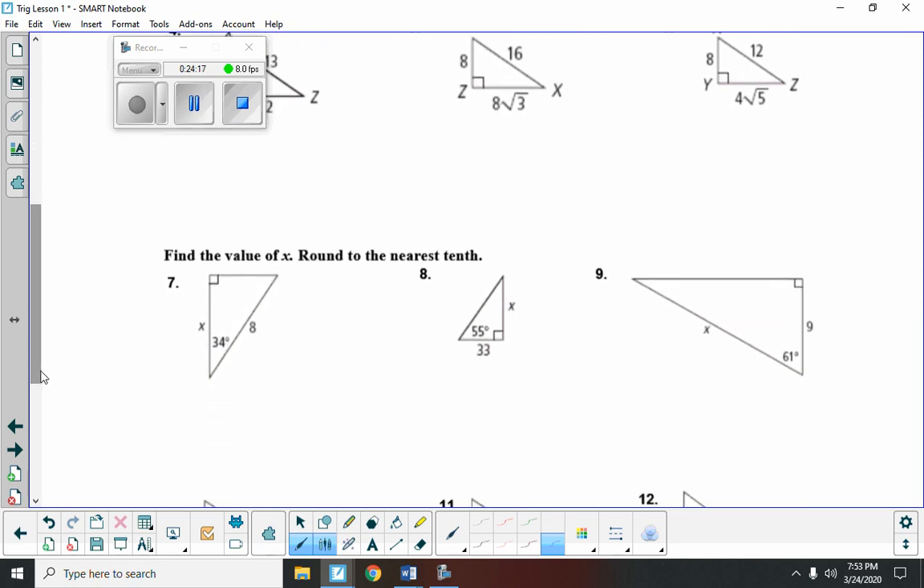Let's do number 7 here. So what you want to do is mark the angle and label what you have. This is the hypotenuse. This would be the adjacent. And which trig function uses those? Well, that's cosine. So you write cosine of 34 equals the adjacent over the hypotenuse. Cross multiply, x equals 8 cosine 34. And that gives you 6.6.